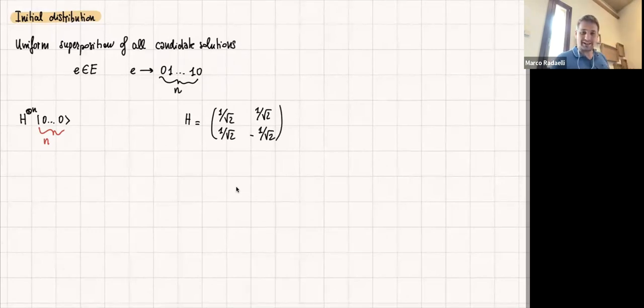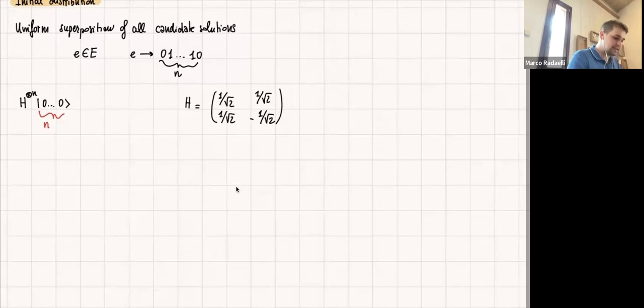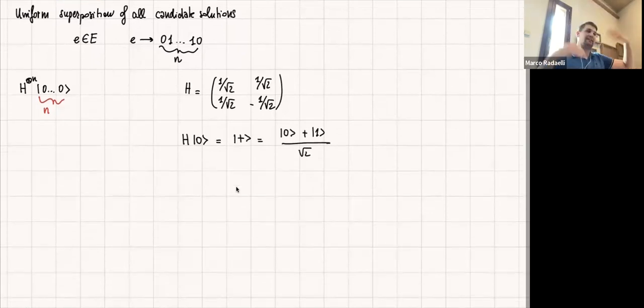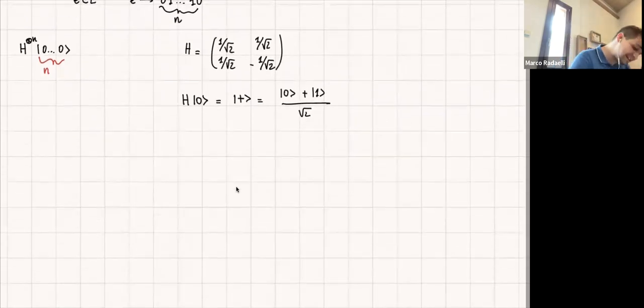So what it does is basically that it creates, as I was saying, a uniform superposition. To see this, let's just consider what the Hadamard transformation does on a single qubit. So Hadamard applied to 0 gives the so-called plus state, which is 0 plus 1 over square root of 2. If we apply a Hadamard transformation tensorized n times, it means that we apply it to every single qubit, and what we get is exactly a uniform superposition of all the possible solutions.